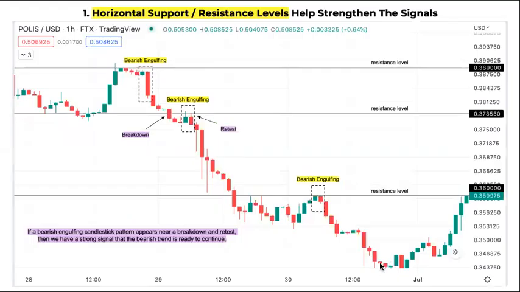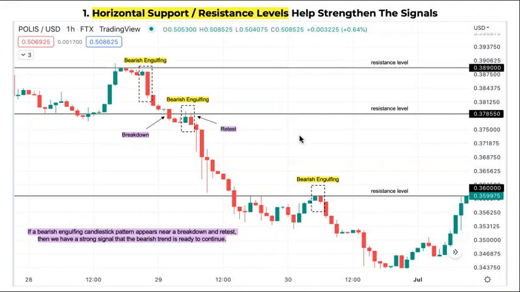But by itself, the pattern is limited in its effectiveness. Other indicators and tools can be used to complement this bullish or bearish engulfing pattern, making the engulfing pattern stronger. In other words, trade the engulfing candlestick pattern together with other indicators and tools, like the horizontal support or resistance levels, for example.